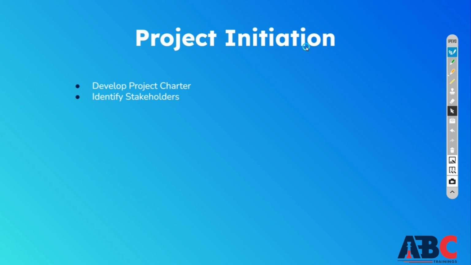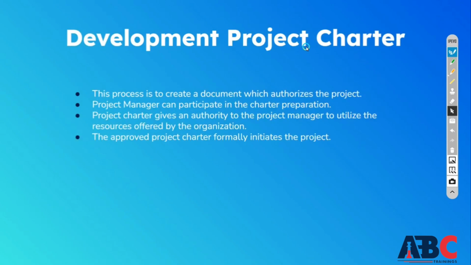In the beginning, we mainly do two things in it. It includes two processes: the first is develop project charter and the second is identify stakeholders. These two processes are included in the project initiation. So what exactly is the project charter? We have to create the documentation within this process which authorizes the project. We call it the project charter.